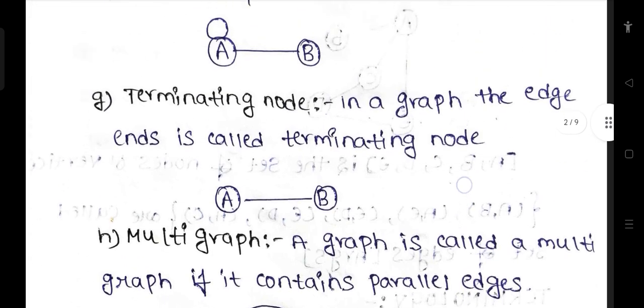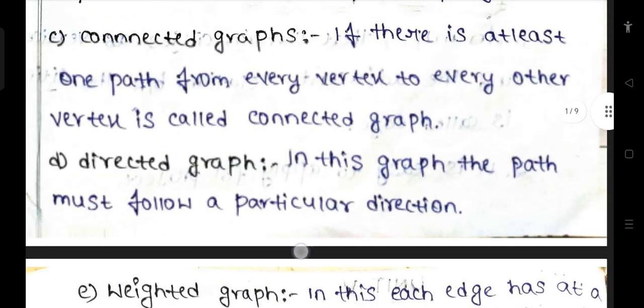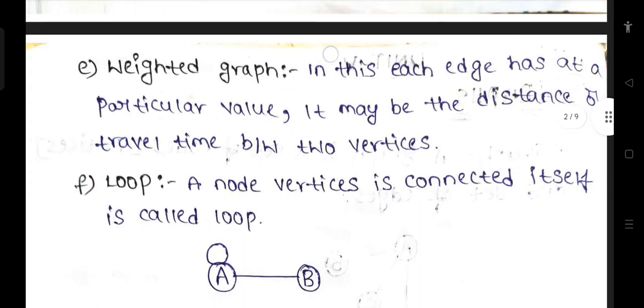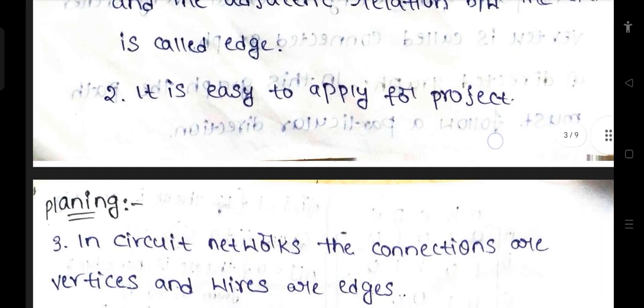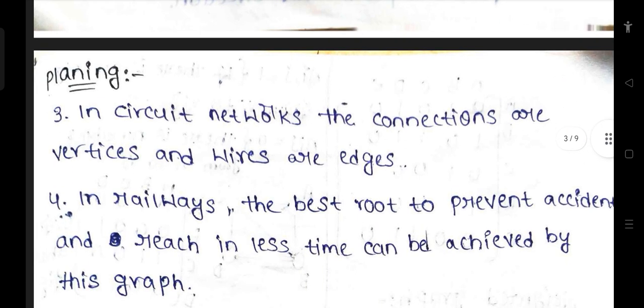So these are some concepts of graphs. In the previous part we discussed the graph definition. After the graph definition we discussed some important concepts of graphs, and next one is applications. Applications are nothing but benefits or uses. So these are the applications, and next one is planning. In circuit networks, the connections are wires and the wires are edges.